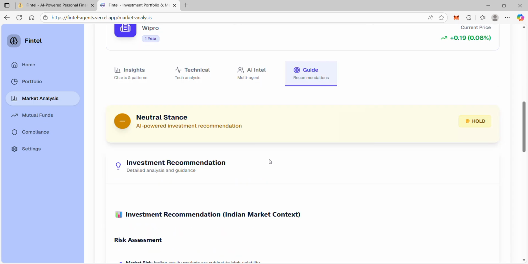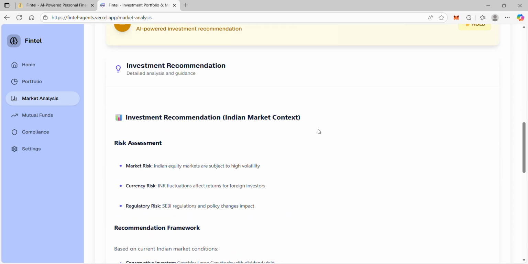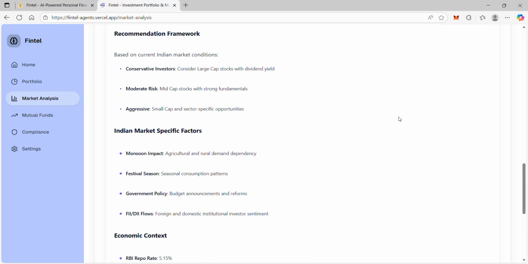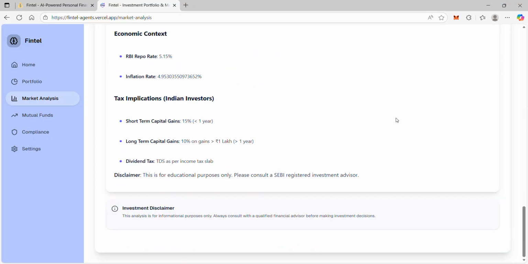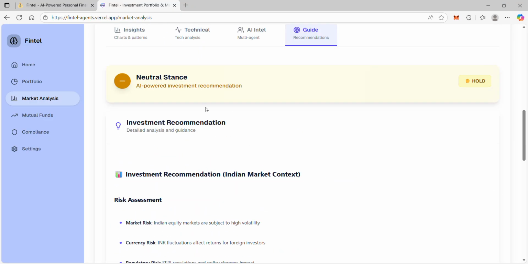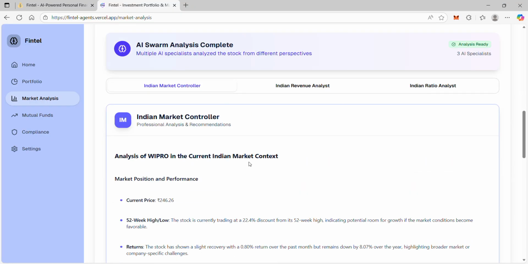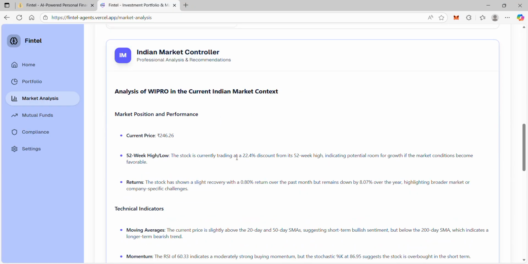Yeah. So this was the fourth one. It tells whether you should hold a stock, sell a stock, or buy more. This is the multi-agent analysis of Wipro.